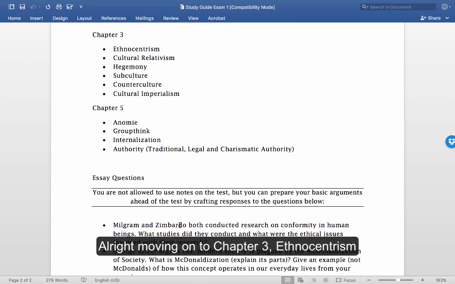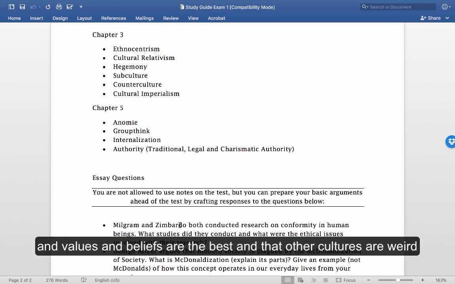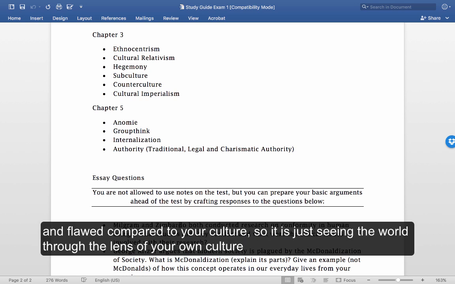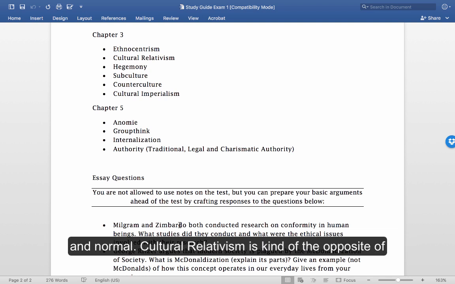All right, moving on to chapter 3, ethnocentrism. It's just basically the belief that your culture and your culture's practices, values, and beliefs are the best and that other cultures are weird and flawed compared to your culture. So it's just seeing the world through the lens of your own culture and comparing everything else against it as if your culture is right and normal.